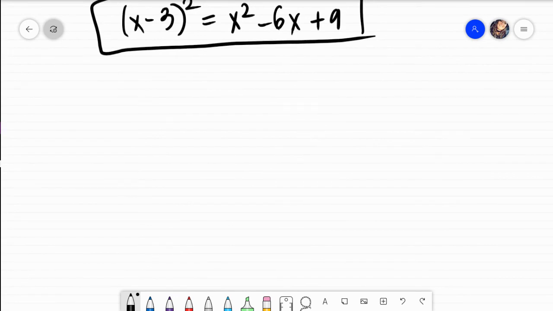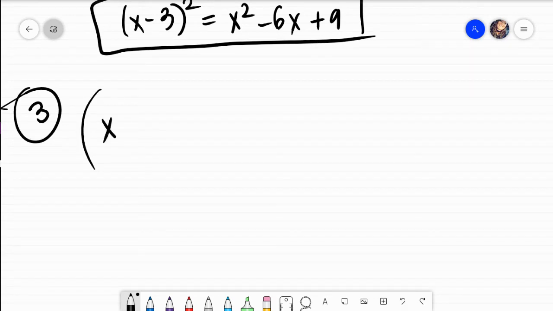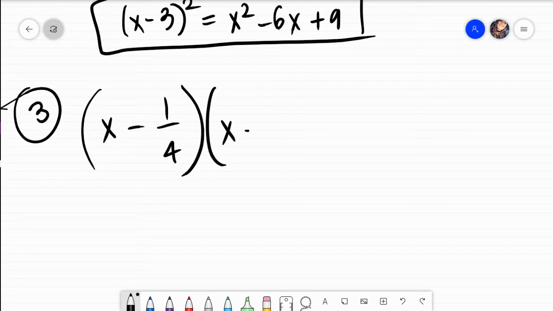Okay, let's do problem 3. It looks like this. X minus 1 over 4, it's a negative 1 over 4, times x plus 1 over 4, it's a positive 1 over 4. I'm going to go ahead and do the FOIL just because I want y'all to see something. This is another asterisk problem. Okay, this is one of those important ones. So let's do the FOIL.